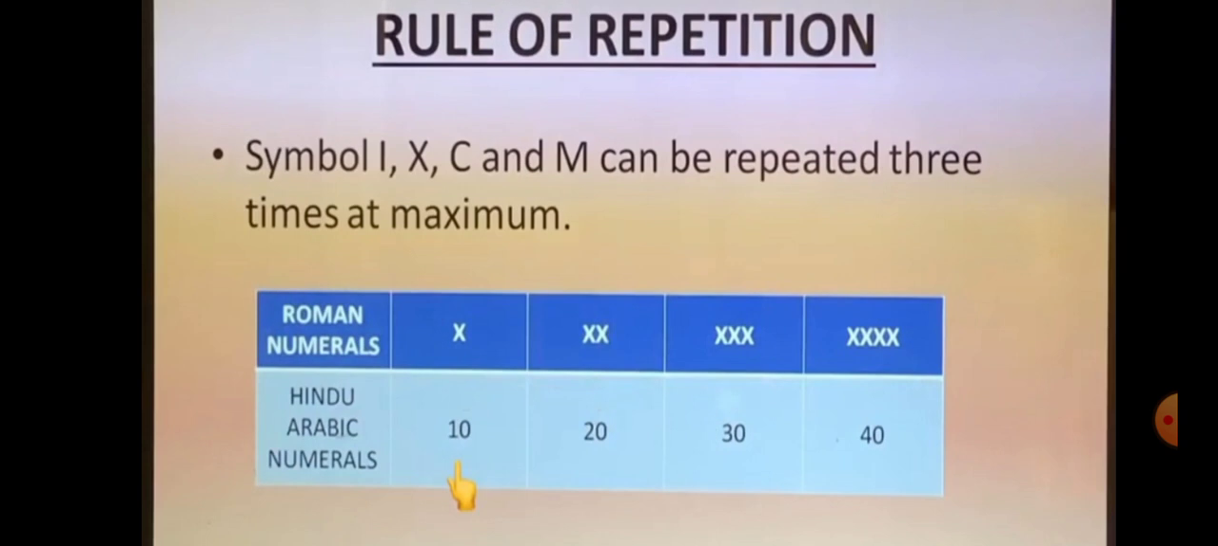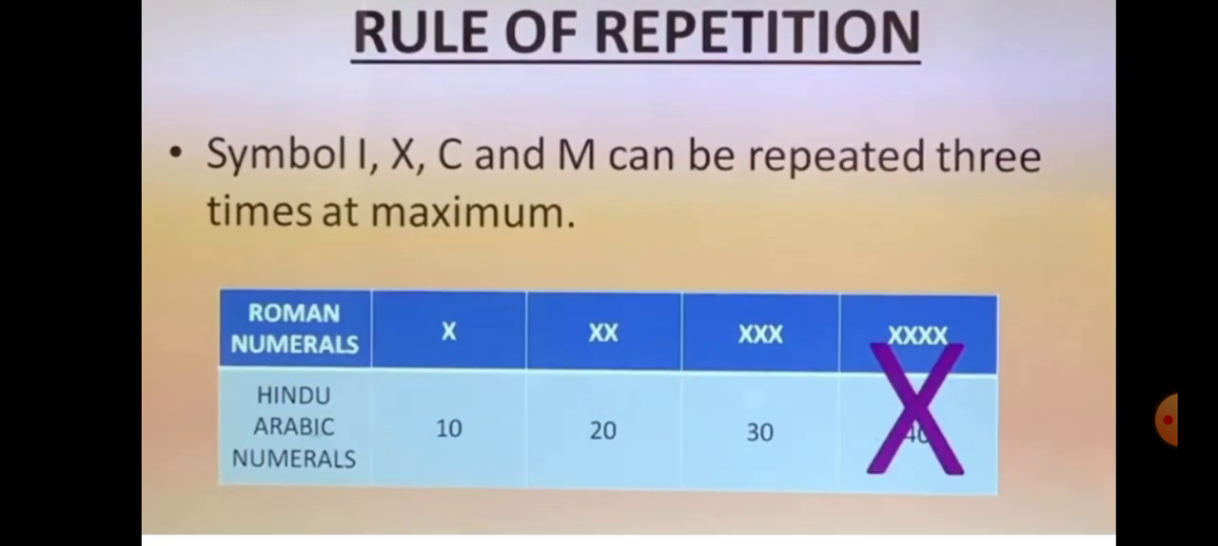Symbols I, X, C and M can be repeated 3 times at maximum, like 10 as X, 20 as XX, 30 as XXX. Can we write 40 as XXXX? No. We can't write 40 as XXXX because the letter X can be repeated a maximum of 3 times only.